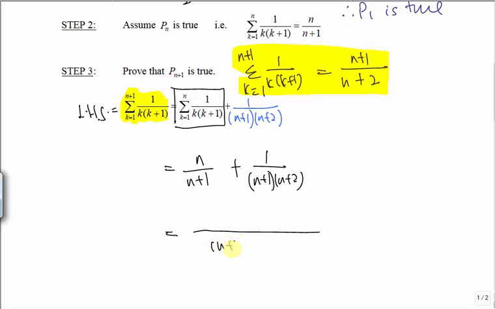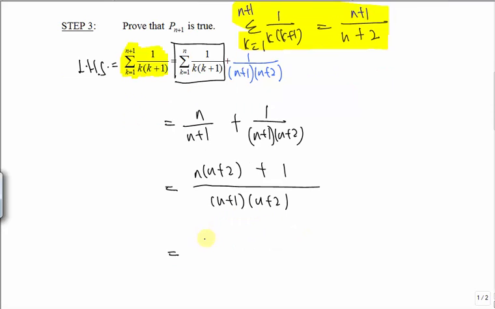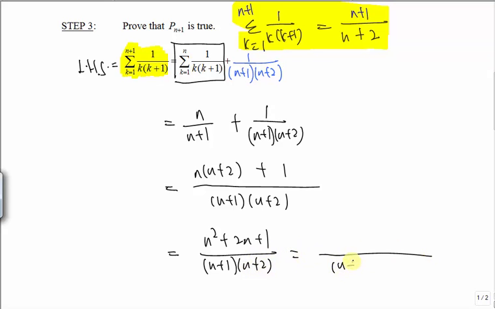The common denominator will be n plus 1 times n plus 2. So here I need to multiply by n plus 2. This will give us n squared plus 2n plus 1, over n plus 1 times n plus 2. If I were to factorize this expression here, it will give us this. And the n plus 1 here and n plus 1 here can be cancelled. So this is actually equal to the right hand side of the expression.